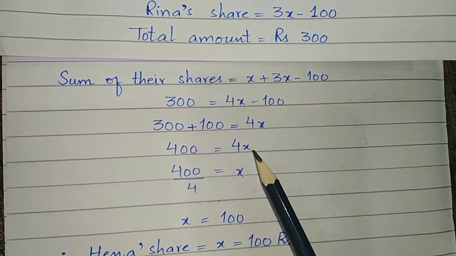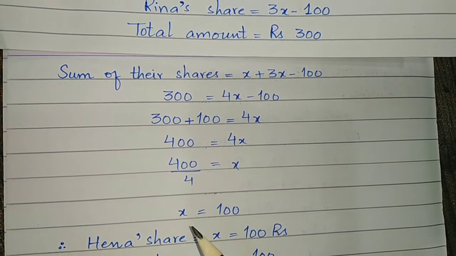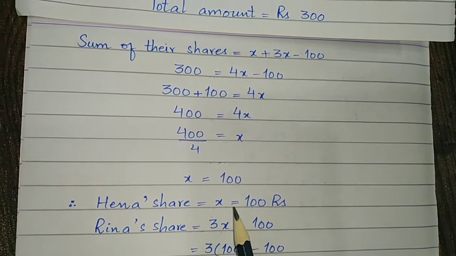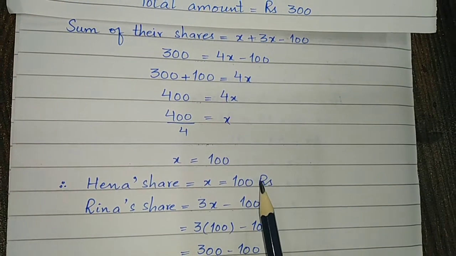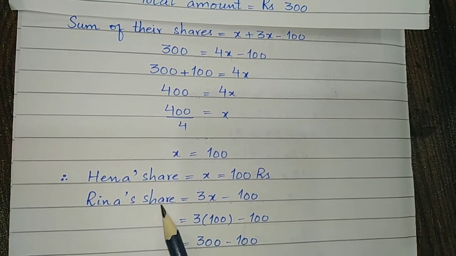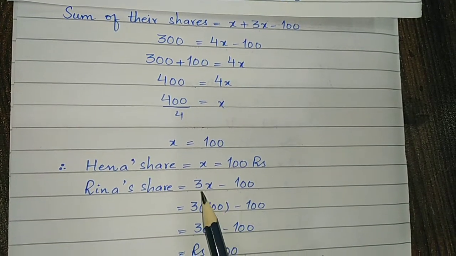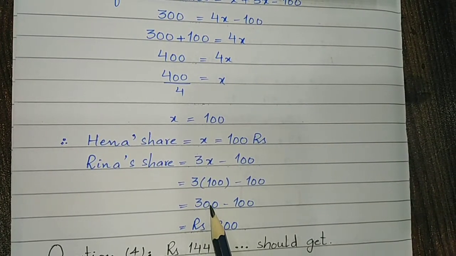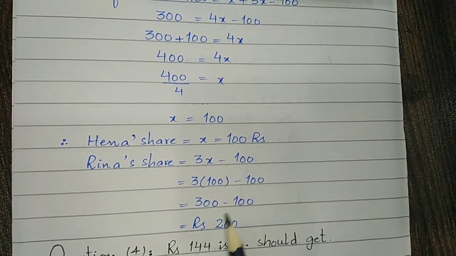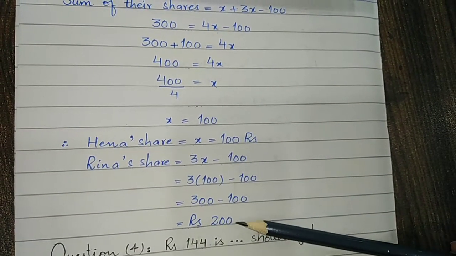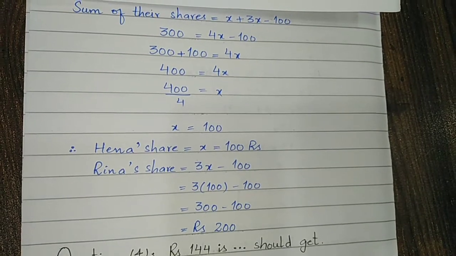And 4 is multiplying with x, so it will be divided on the left hand side and we get x is equal to 100. We let that Hina's share is x, so it means 100 is Hina's share. Now we have to find Rina's share, that is 3x minus 100, so we put the value of x. 3 times 100 is 300 minus 100 rupees, so 200 is Rina's share. If you add these values, 200 and 100, you will get the total amount, that is 300.